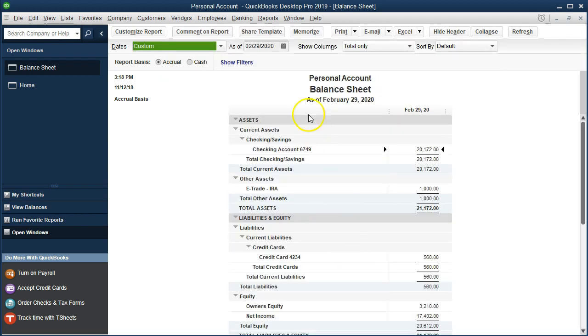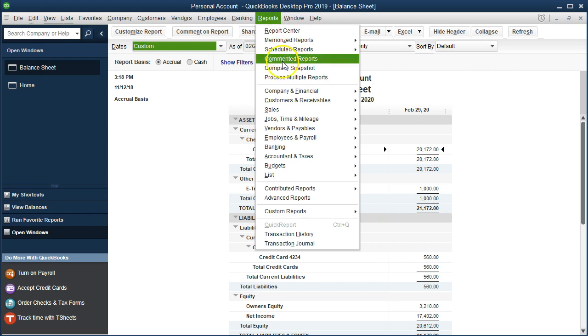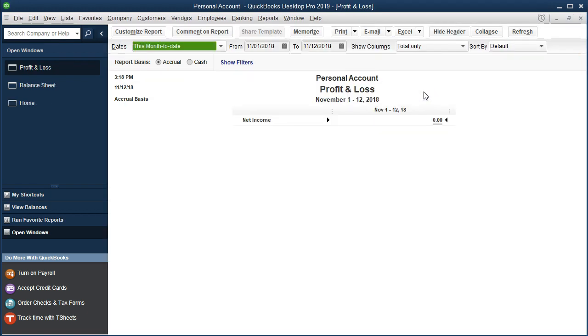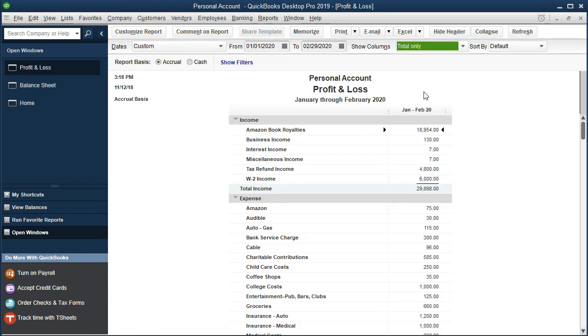We're going to also open up our profit and loss by going to Reports up top, Company and Financial, Profit and Loss Standard. These being our standard two reports, we want to be able to go to them fairly quickly. We're going to say the dates are 01/01/20 to 02/29/20. That's January through February 2020.